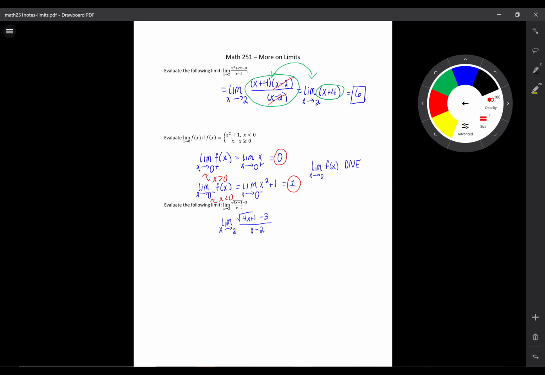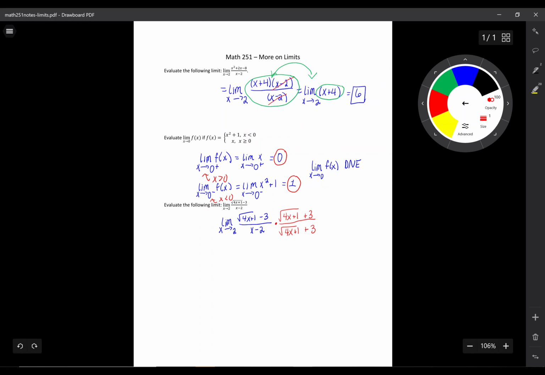So when I have this, I'm going to multiply the top and the bottom of this fraction by the conjugate of the numerator. Remember, the conjugate is the same term, except instead of minus 3, we'll have plus 3. So I'm going to multiply by the square root of 4x plus 1 plus 3, divided by the square root of 4x plus 1 plus 3. We have to multiply the top and the bottom of this function by our conjugate here.